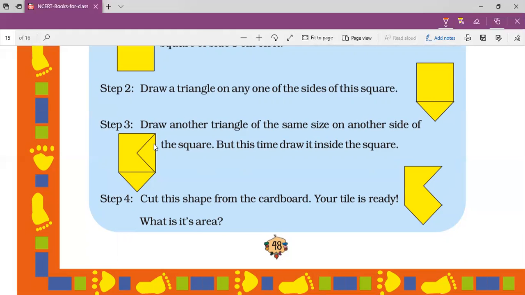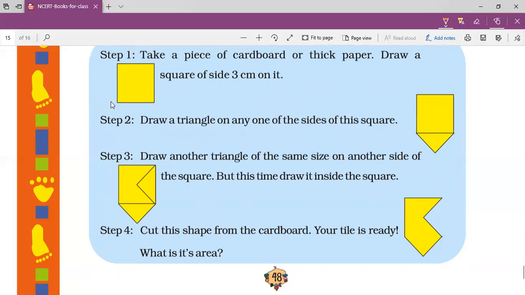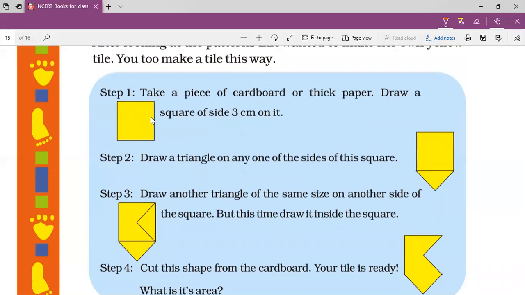We had cut one side inside. First we will find the area of the square. How many centimeter was the side of the square? The side was 3 centimeter. Yes, 3 centimeter was the side. So how do we find the area of the square? There was a formula I had asked you last time.